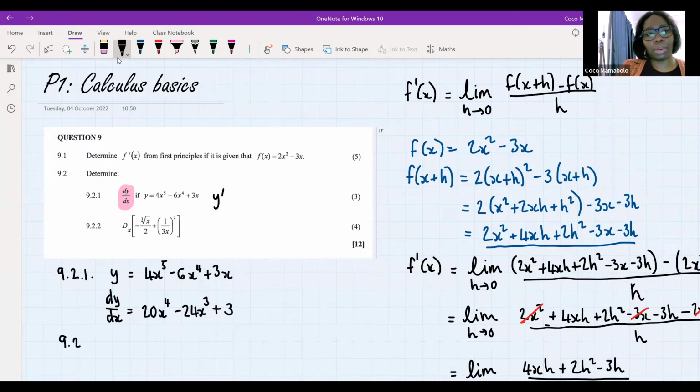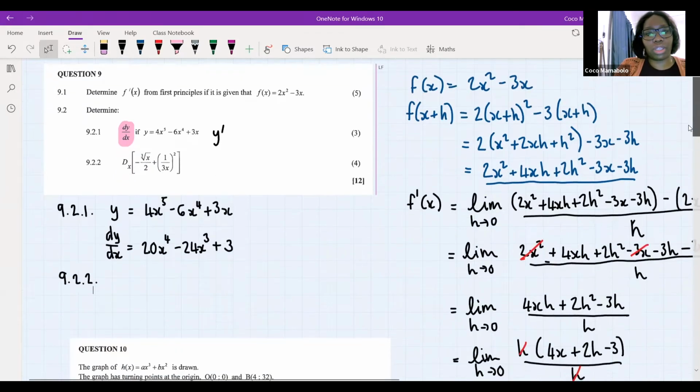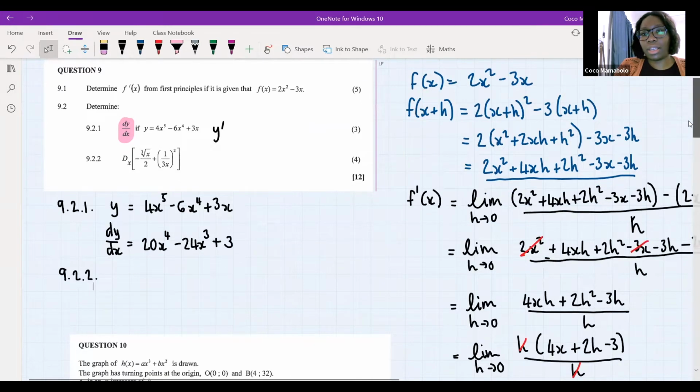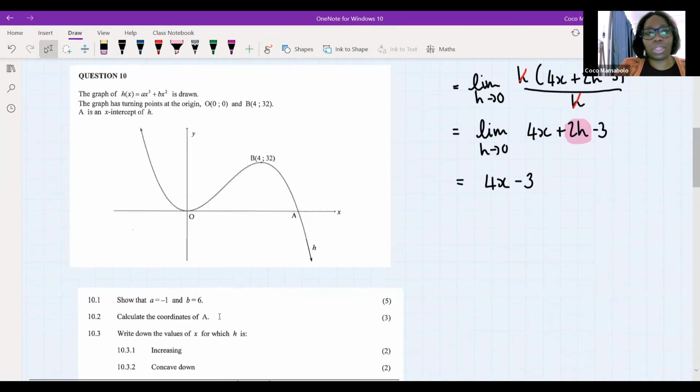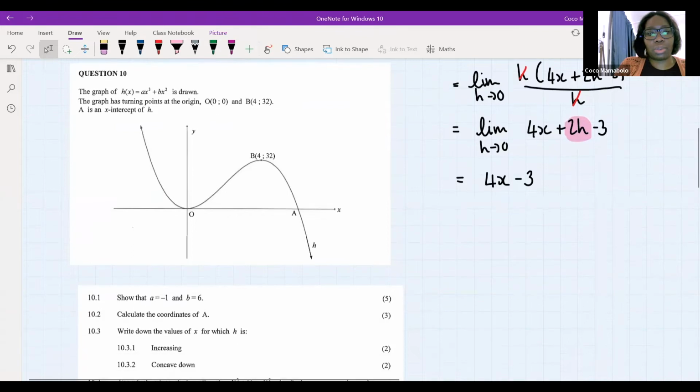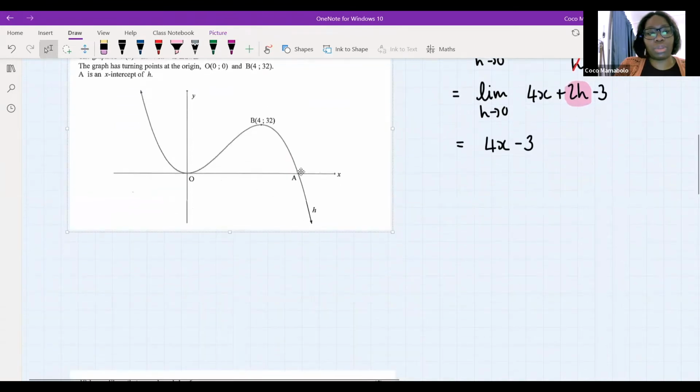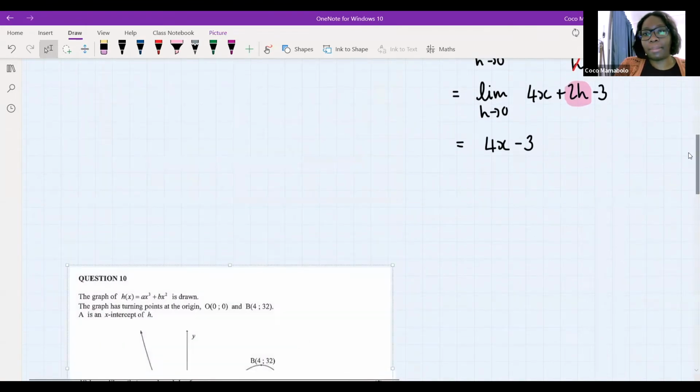Then we're going to look at 9.2.2. And before we can do anything with this question, let me just move everything down. Guys, you'll excuse me just 1 second. I just want to move it down so we have a bit of space. Okay.